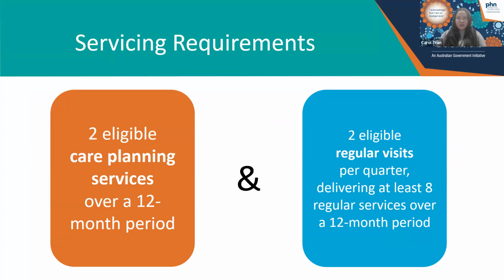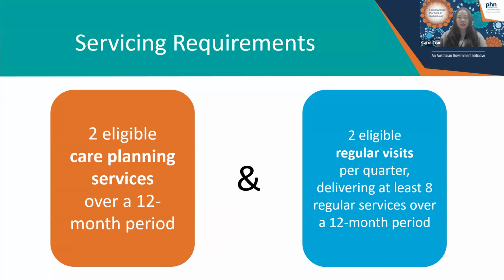Moving on, so responsible GPs and practices are required to meet the servicing requirements to be eligible for the incentive payments. This includes the delivery of 2 eligible care planning items over a 12-month period. And these 2 care planning items can include a residential medicines management review, also known as a RMMR, a case conference, a care plan contribution, or a comprehensive medical assessment.